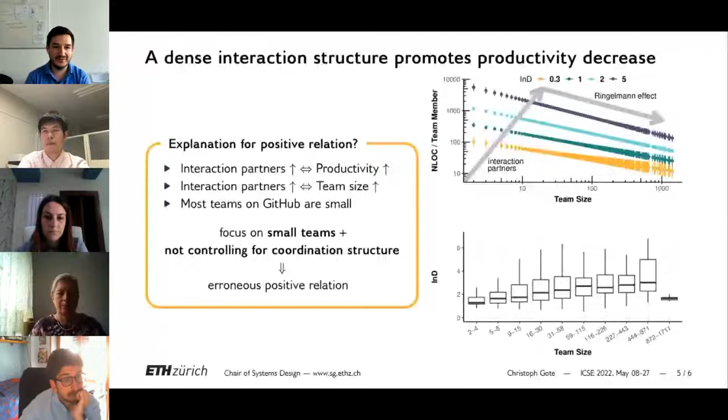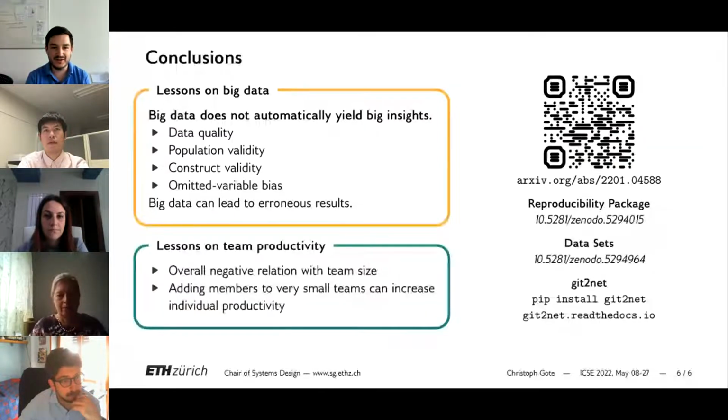First, the lesson is that big data, studying the entirety of GitHub, for example, does not automatically yield big insights. There are a bunch of challenges with big data that we need to consider, because otherwise we can get erroneous results. In terms of productivity, we find an overall negative relationship between productivity and team size, but we showed some evidence that adding members to small teams can increase their individual productivity.